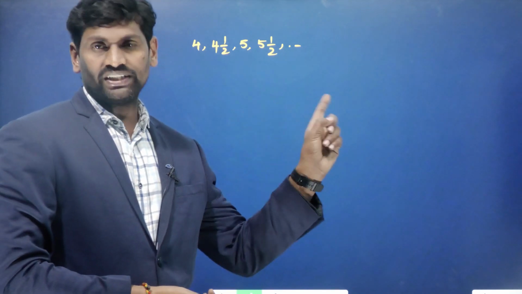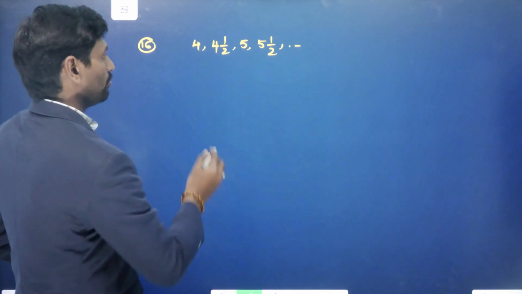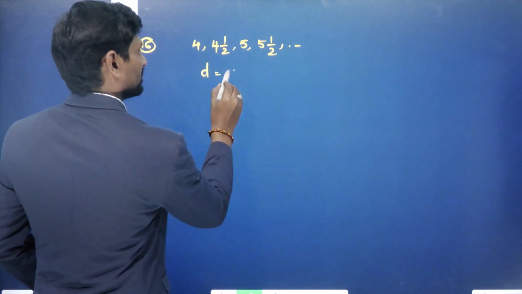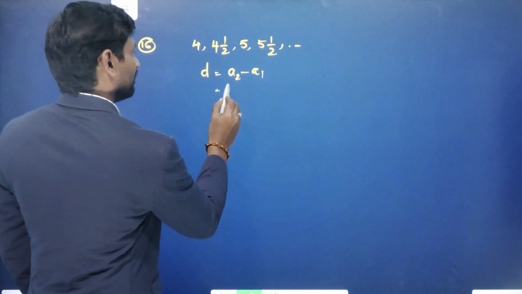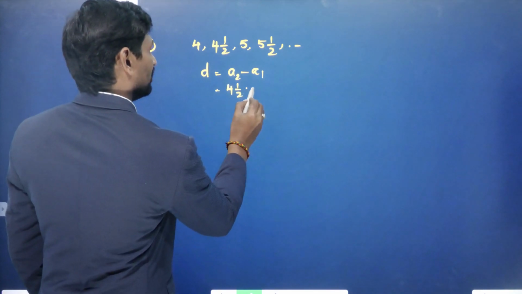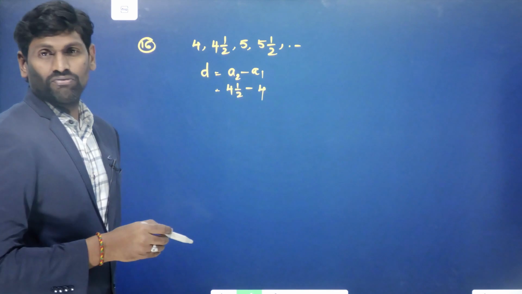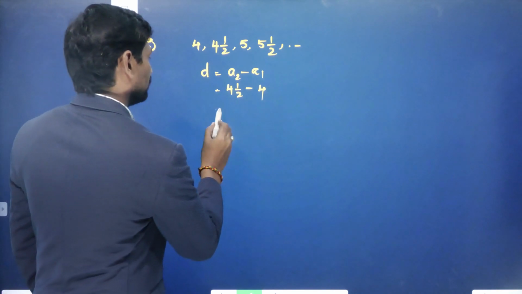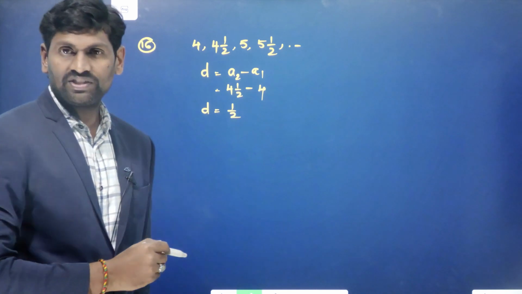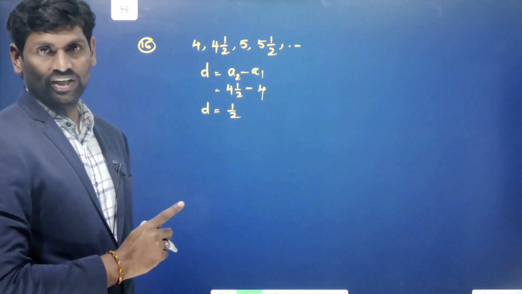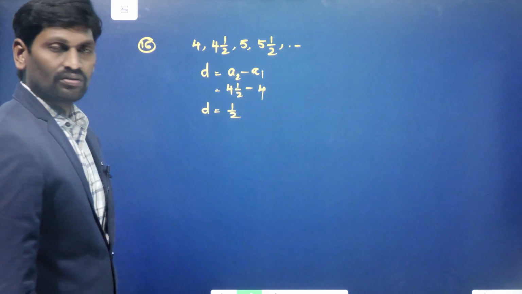It is already given, it is in the arithmetic progression. Let us find the common difference. What is the common difference? A2 minus A1, second term minus first term. Second term 4.5, first term is 4. 4.5 minus 4 is half. So common difference is 1 by 2. Common difference is 1 by 2. Okay? Yeah. Next.